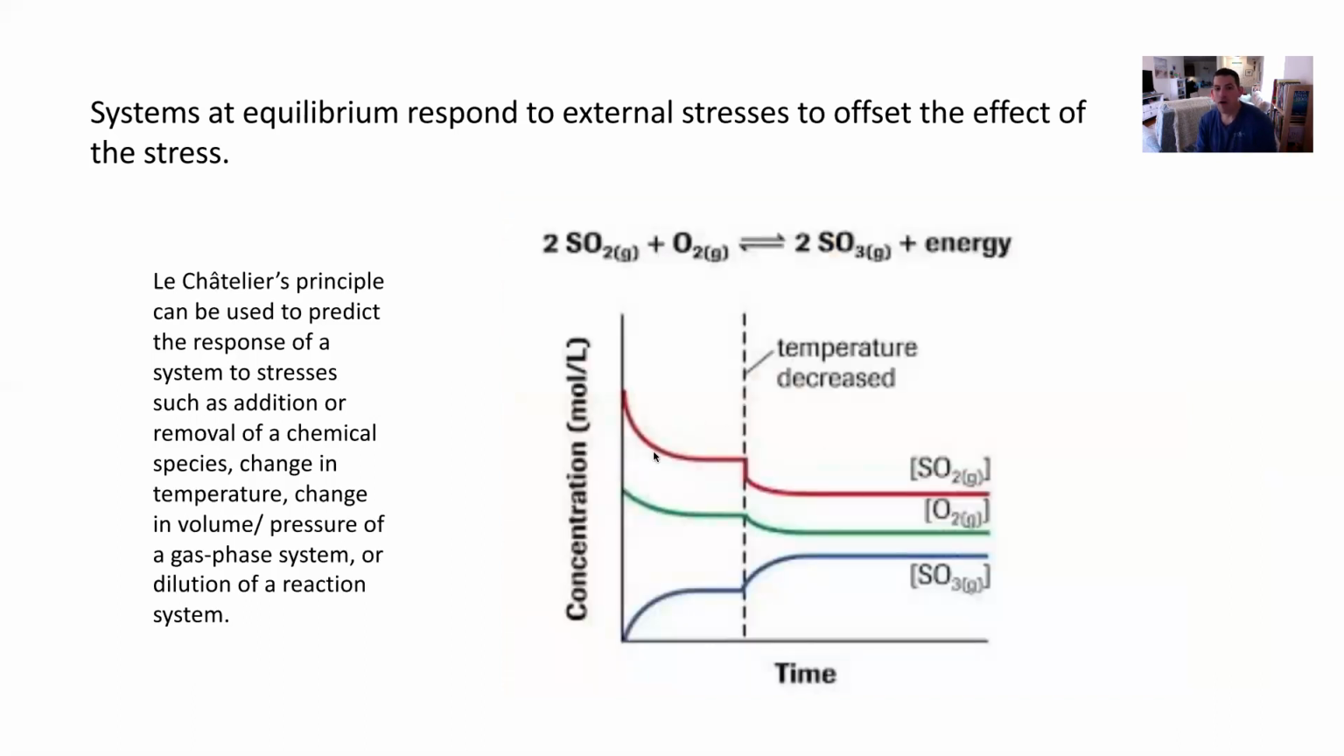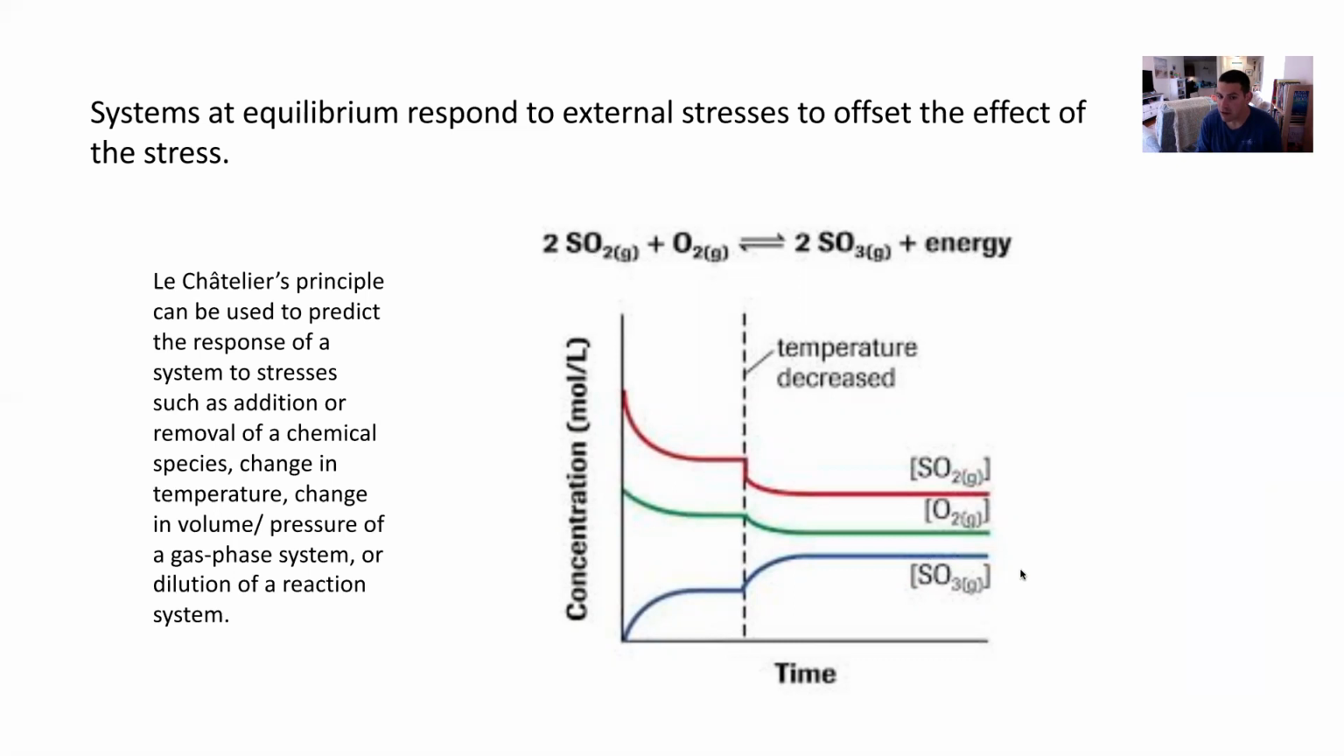First off, we can see what would happen with temperature. Heating up an equilibrium or cooling it down is a stress. In this example, we're given the reaction 2SO2 plus O2 in equilibrium with 2SO3 plus energy. Since we have the plus energy piece as a product, this tells us it's an exothermic reaction. Now, the stress is that the temperature has been decreased.